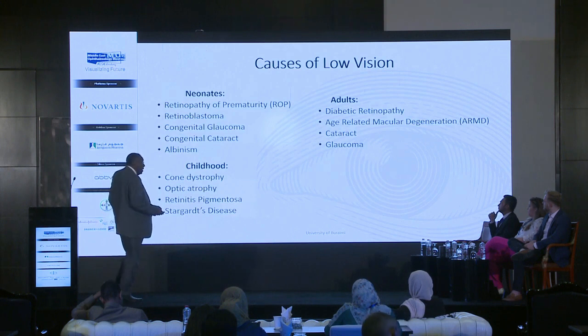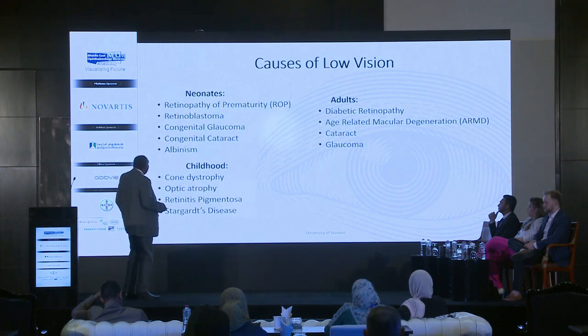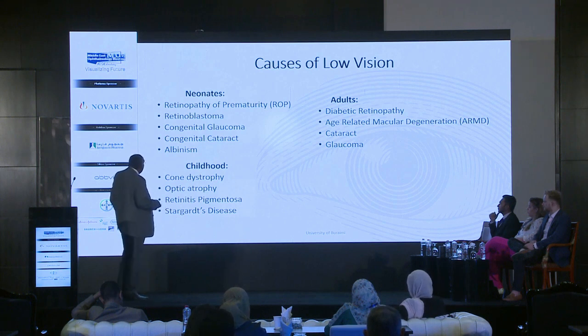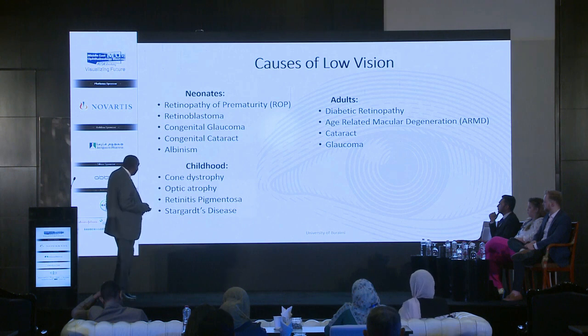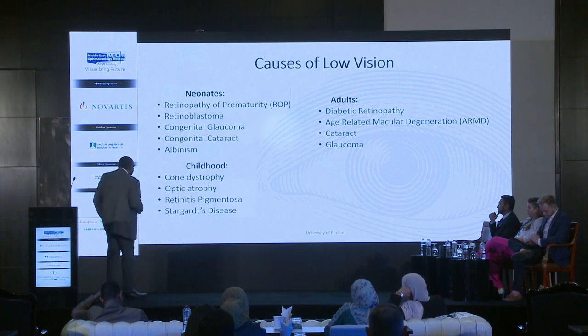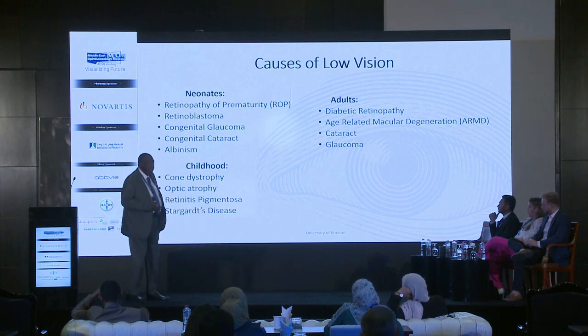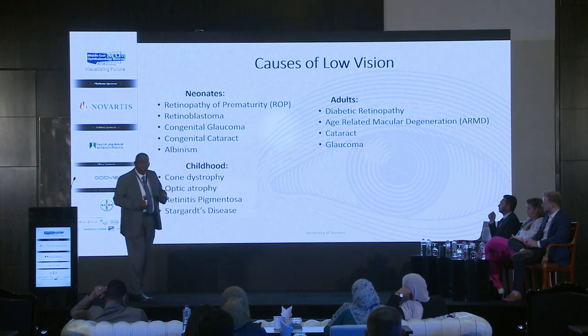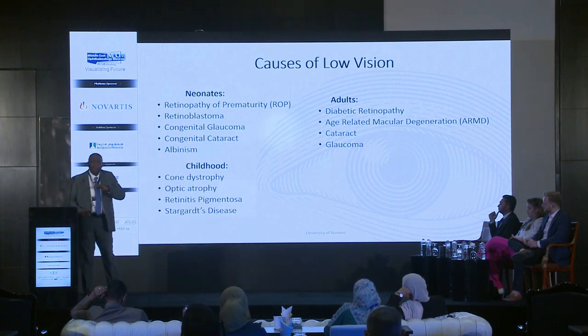Causes of low vision, we categorize them. In neonates, it is due to retinopathy of prematurity, retinoblastoma, congenital glaucoma, congenital cataract, and albinism. In childhood, we can see cone dystrophy, optic atrophy, retinitis pigmentosa, Stargardt disease, and others. It's only the list; I'm giving hints here. Sorry about that. In adults, we know diabetic retinopathy is now widespread and has a lot of attention in the hospital and the community, affecting a lot of people.